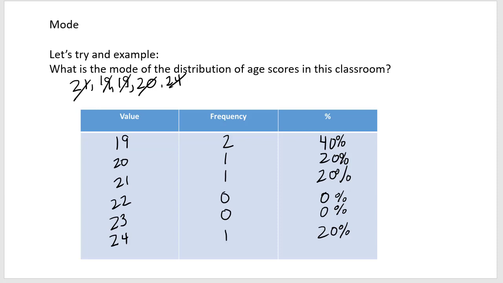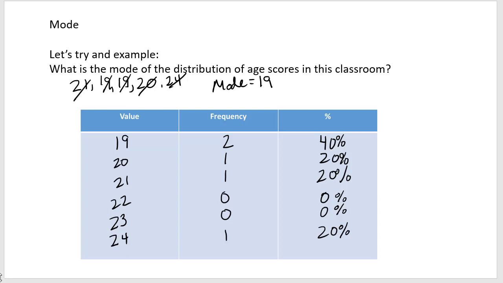We can tell that from the frequency table. We're not going to do a histogram. The histogram would look kind of boring for this data because there are so few points. So our mode would be equal to 19. You can have multiple modes, by the way.